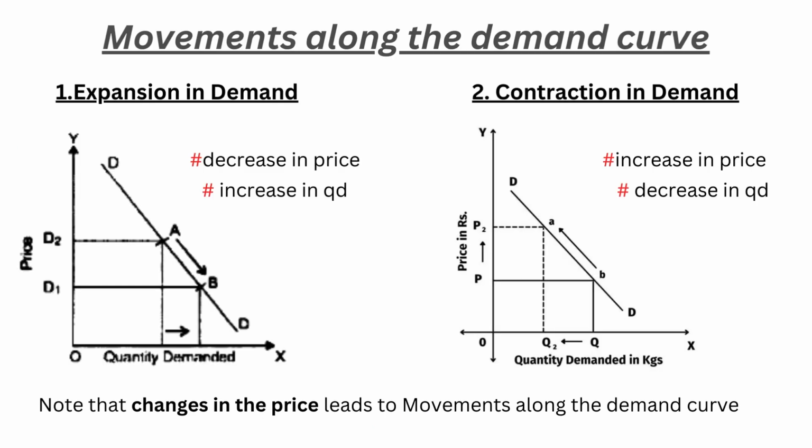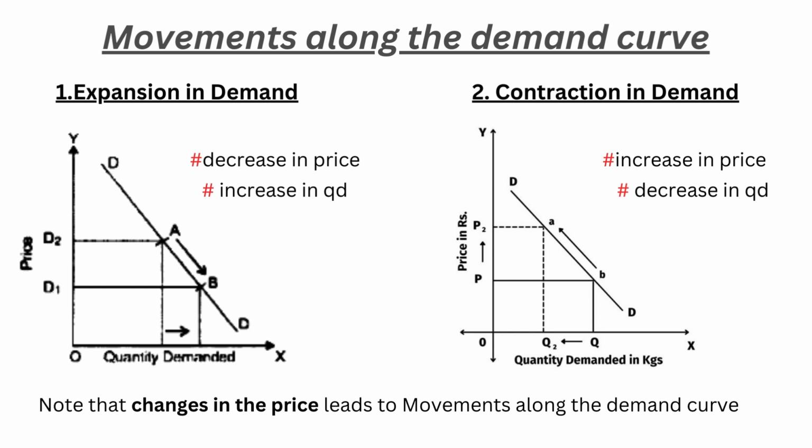Now we skip to movements along the demand curve. Keep note that there are two movements identified along the demand curve. It actually takes place due to a change in price while other factors are constant. The two movements are expansion and contraction in demand. Expansion in demand is the decrease in price. While the price decreases from D2 to D1, the demand increases as shown.